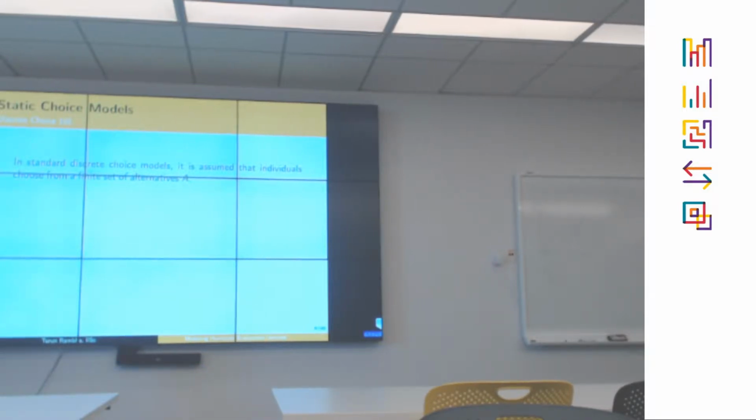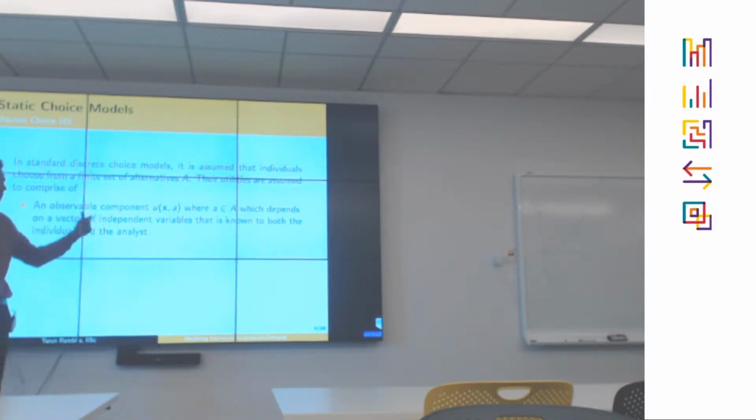So when you look at standard choice models, we have a bunch of alternatives, and these are finite in number, and individuals are assumed to choose from this finite set of alternatives. And then there are these two components that are critical. One is an observable component that the analyst as well as the individual knows. Okay, so this, we'll call it U, and it's a function of a bunch of attributes. Okay, so these attributes could be, for instance, in the case of mode choice, travel time, cost, and so on and so forth.